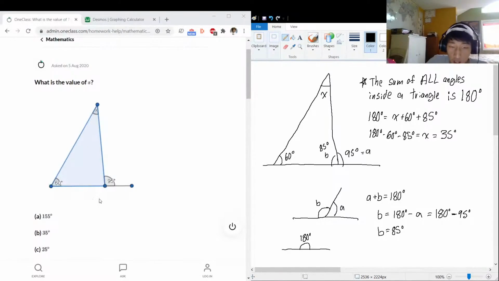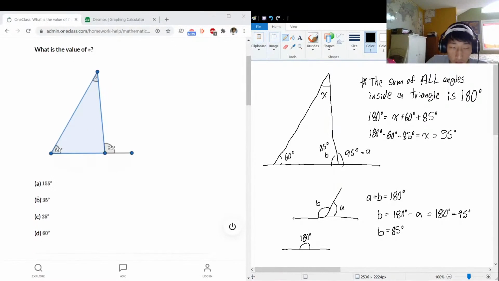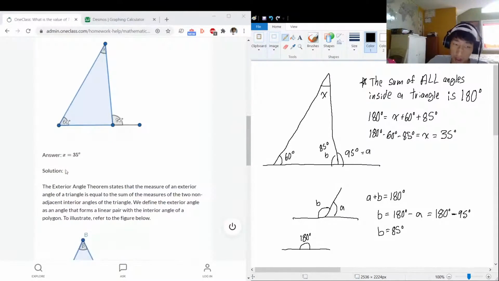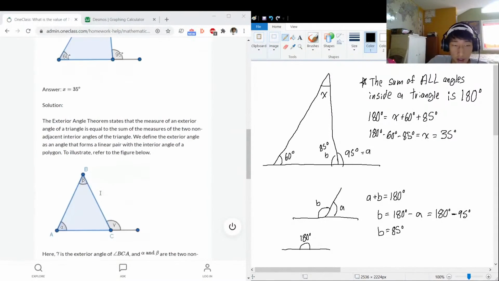Cool, so there's a multiple choice question, and we have B is equal to 35 degrees. It's got to be B. Yep, answer B, 35.